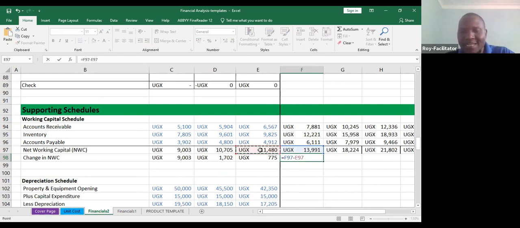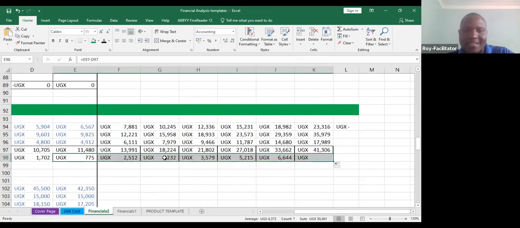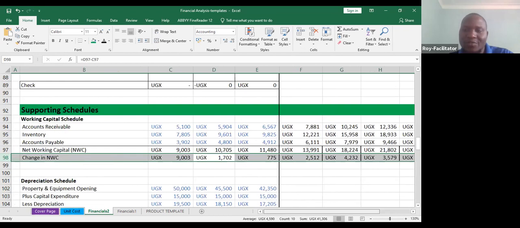To confirm that, I can just delete the formula and then go in this first one. As you can see, D97 minus E97, this minus this. Since the formula is there, I'll just extend it to the others that I've already generated. Okay, so it will give me the change in net working capital. Now, this is a very important factor because I'm going to use these numbers in the cash flow. So we've worked on the working capital schedule and finished.